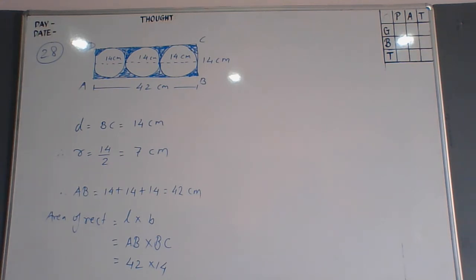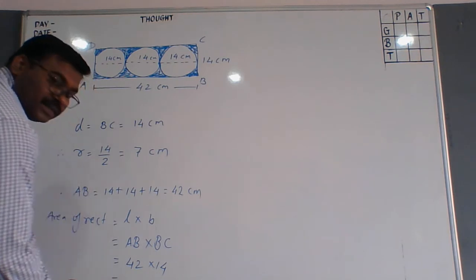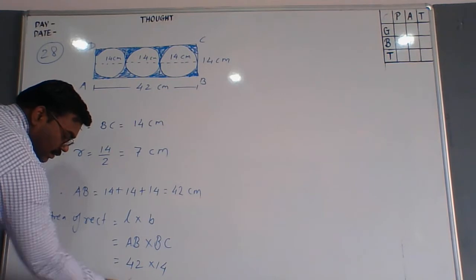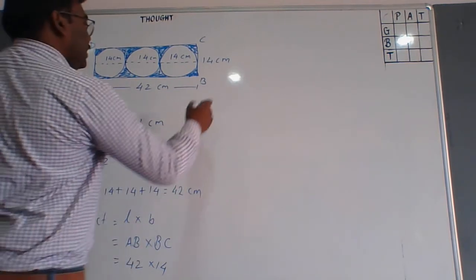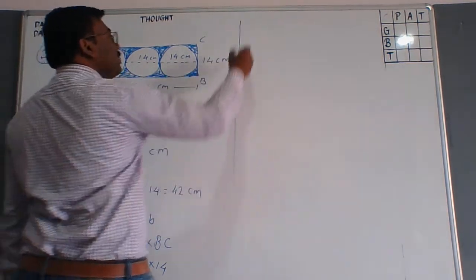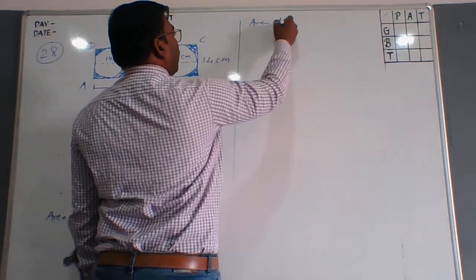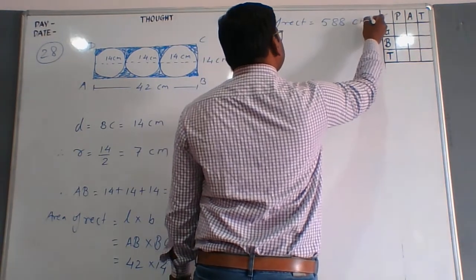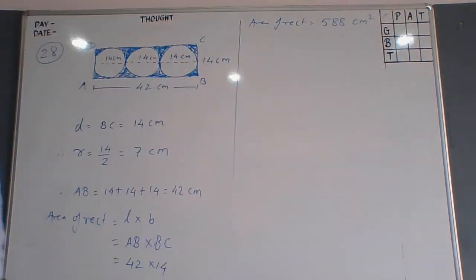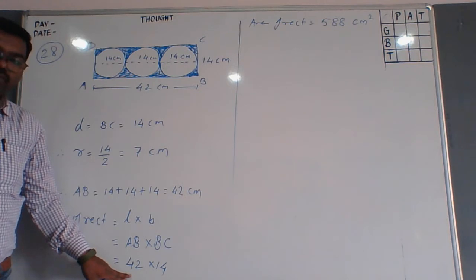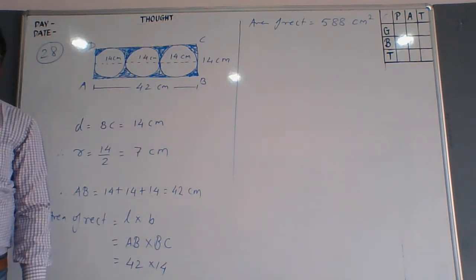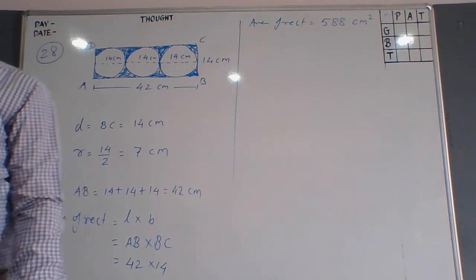So it will be 588. Here I am writing it in part. Area of rectangle is equal to 588 centimeter square. Okay. This is our rectangle. 42 multiplied by 14, 588 centimeter square is the area of the rectangle.